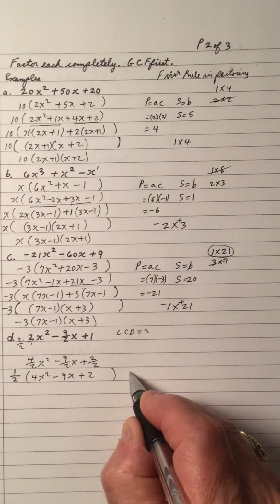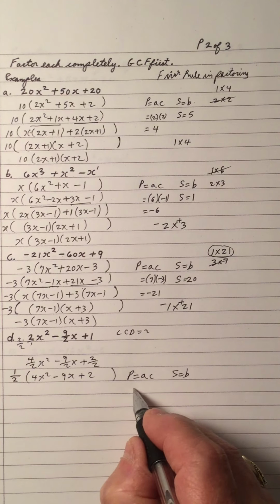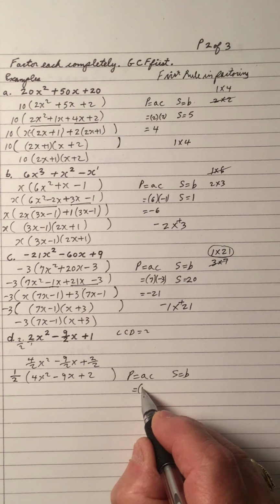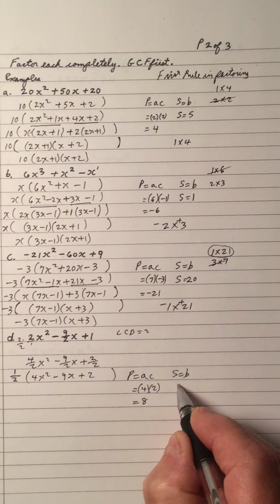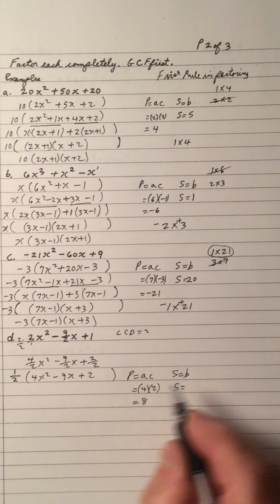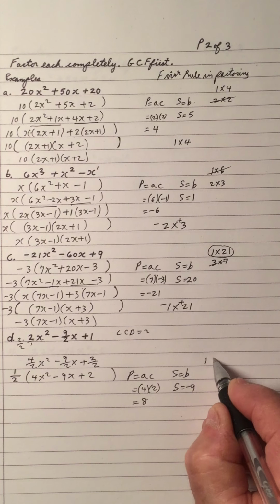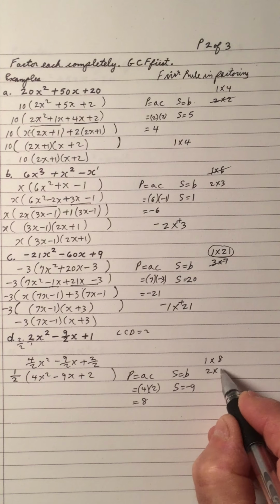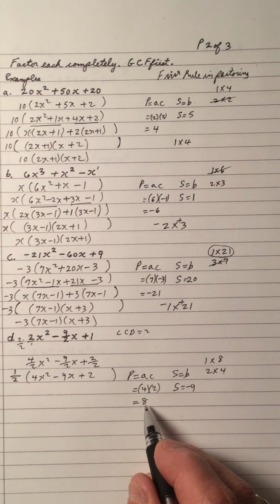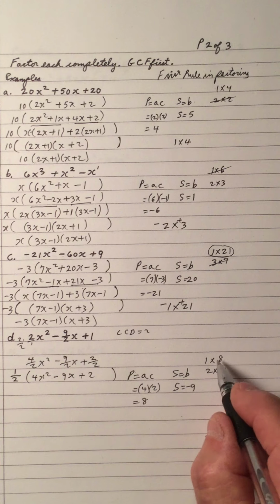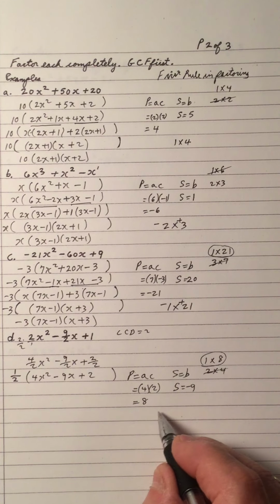And now we factor. Product is A times C, sum is B. So A is 4, C is 2, product is 8, and the sum is B, which is a negative 9. Now we got to look at the factors of 8. 1 times 8, 2 times 4. Product is positive, so that means its factors are adding up to give you a 9. So 2 and 4 adds up to 6. The answer is 1 and 8.